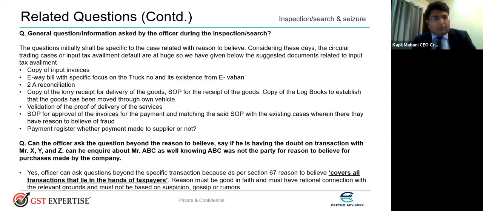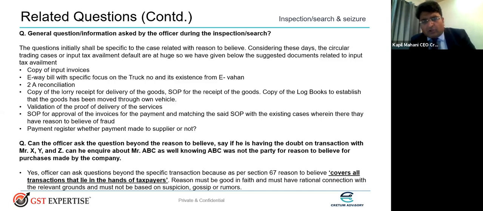Validation, so they may validate the proof of delivery of services. What is your SOP for approval of invoices for payment? If the payment of those invoices on which they have a reason to believe is being made, they will check whether approvals were specifically taken from the general process. Let's suppose every accountant signs the payment, but for one specific invoice on which they have a question, that invoice has been paid on the approval of the director.